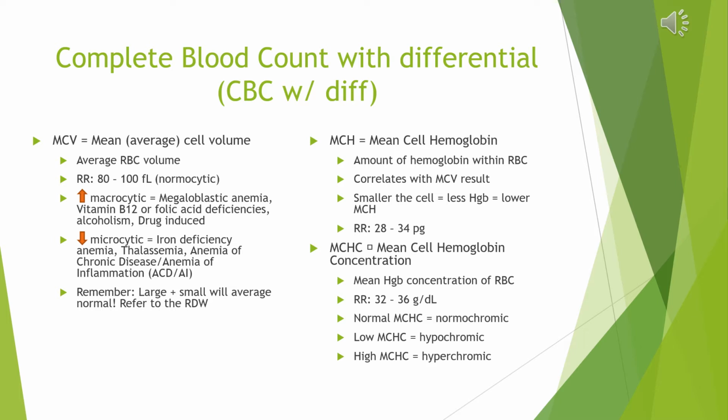And then your MCHC, that's the mean cell hemoglobin concentration. So it's basically the mean hemoglobin concentration of your red blood cell. Got an average there. A normal MCHC means normochromic. If it's low, it's hypochromic. If it's high, it's hyperchromic.